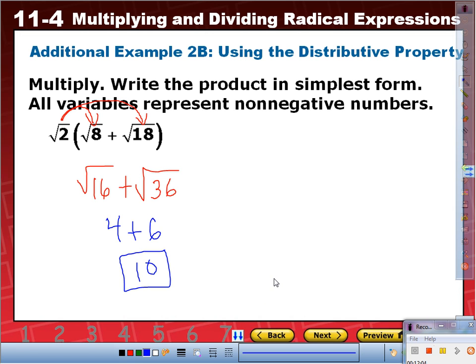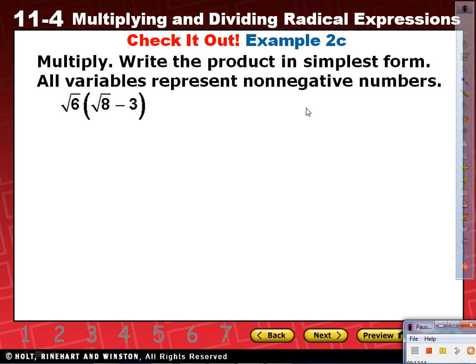Okay? So far so good? Copy this next one down, please. Example 2c, square root of 6 times square root of 8 minus 3, close parentheses. See if you can do that one by yourself. Copy and simplify. Okay, here we go.